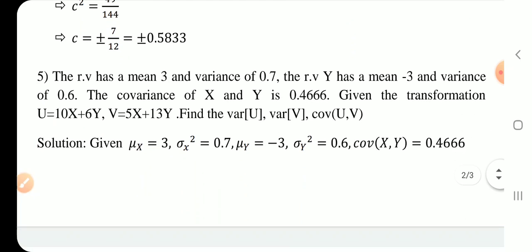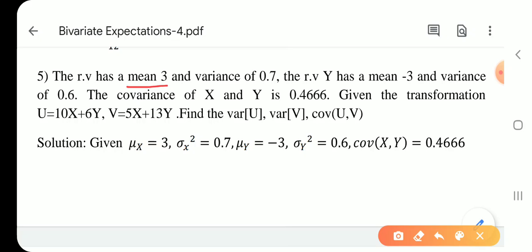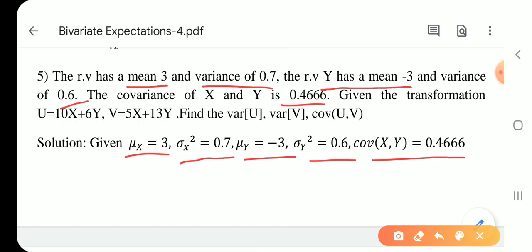Let us move on to the next question. The random variable has mean 3. So let us take the random variable as x. So mu x is equal to 3. Variance 0.7, sigma x square is equal to 0.7. The random variable y has a mean of minus 3. Mu y is equal to minus 3. Variance is 0.6, sigma y square is 0.6. Covariance of xy is 0.466. So the values of A, B, C, D we shall write now.